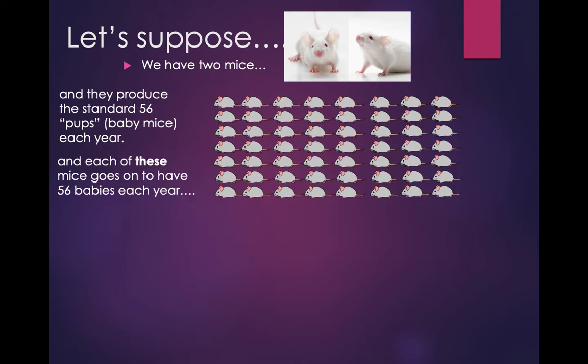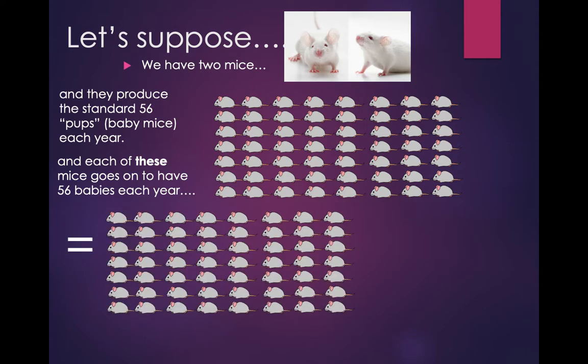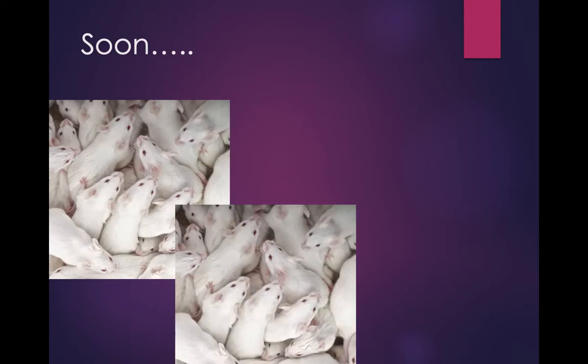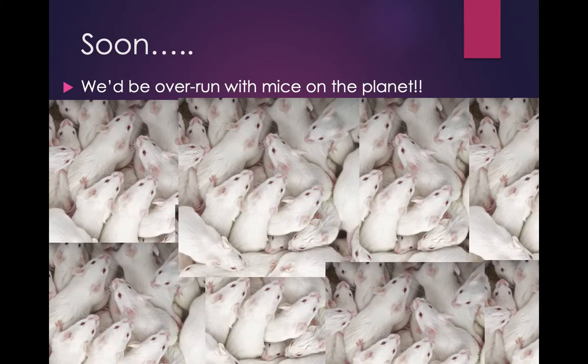Then each of these 56 offspring go on to have the average 56 offspring of their own. That means within the course of just 2 short years, we have created over 3,100 mice. Okay, and that's just starting with these two parents. We know there's a whole lot more parents than just two to start with. Soon, if this continued, we'd be overrun with mice on the planet. However, we know that is not the case.